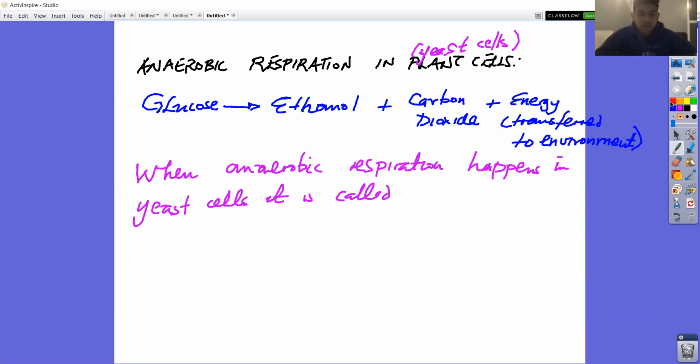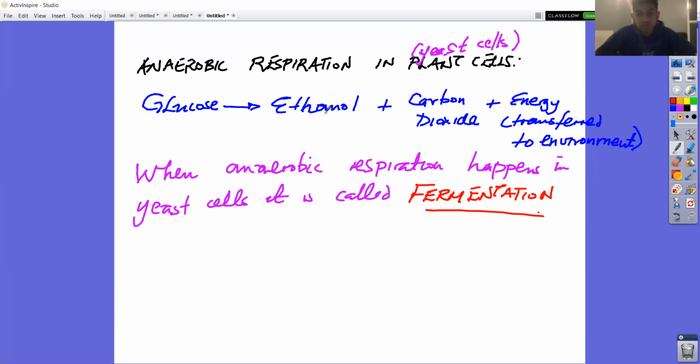It is called fermentation. Heard that word before? No. Okay. So it is called fermentation. And this is one way, for example, of how ethanol is produced on a mass scale.